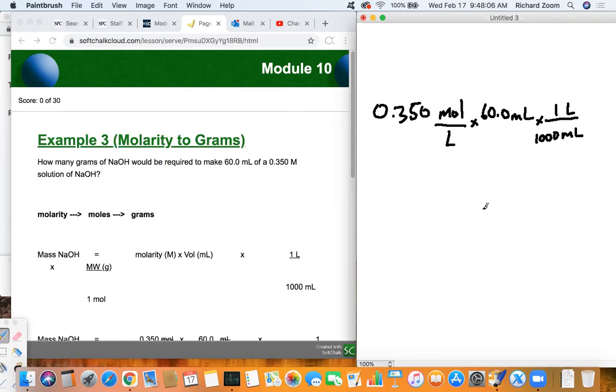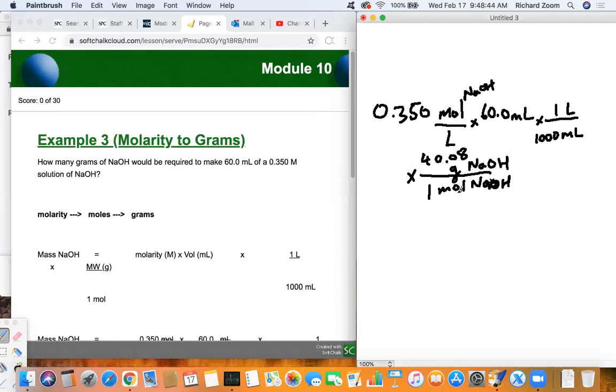At this point, if I was to stop what I was doing, and I'll make this NaOH here, I would end up with moles of sodium hydroxide because you can see the liters will cancel, the milliliters will cancel, and I'll be left with moles. But I don't want moles, I want grams. So the moles will go on the bottom to cancel, moles of NaOH, and then grams of NaOH is what I want, and that's going to be on top. Now the relationship there is 40.08 grams per 1 mole of sodium hydroxide.